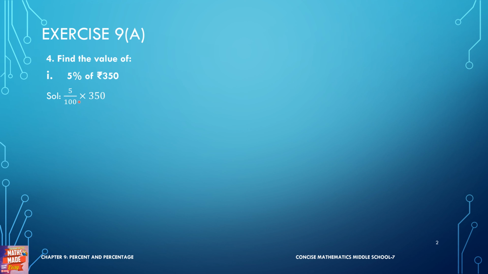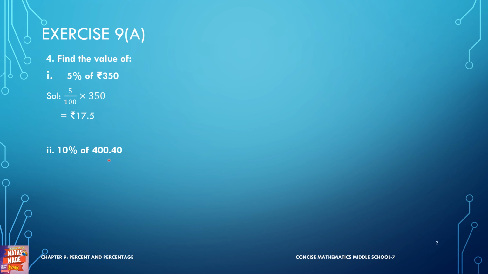Now, in this case, I am dividing with 100 to remove this percentage. Now, when you divide it, I have removed the percentage. Next, multiply with 350. Right? This is the total. So I am going to multiply with 350. Now you can do the cancellation. It is really very easy and you will get the answer as 17 rupees 5 paise. Right, children? So the value of 5% from this 350 is 17.5.